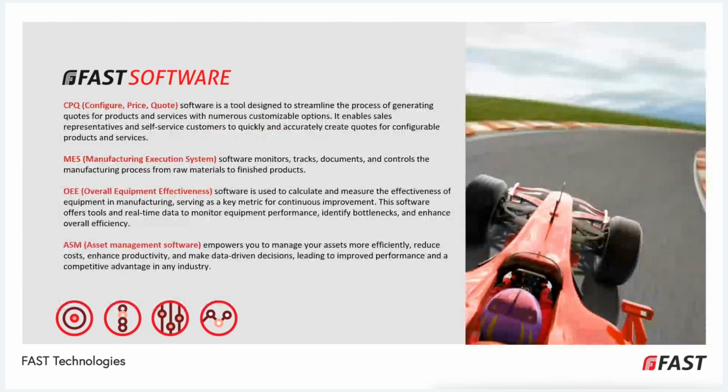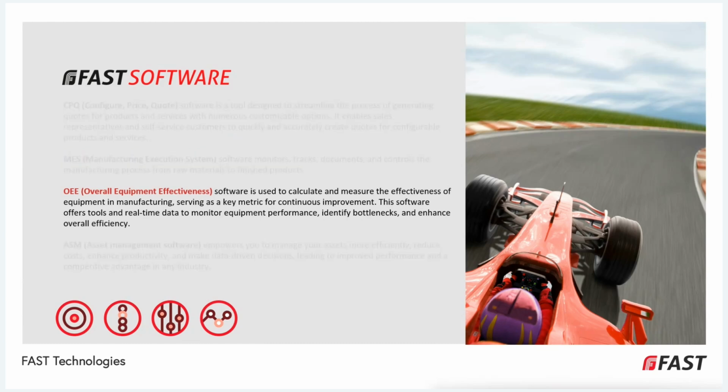So we're looking at software that takes you on the journey through your business. Configuring your orders, getting your orders into the system, then a manufacturing execution system, which allows you to track your production, and then your OEE to calculate and measure the effectiveness of your quality, your performance, your availability. And then asset management software. You've supplied product out into your customer base, and that allows you then to manage and track and continue to service that customer throughout the lifetime of their journey.